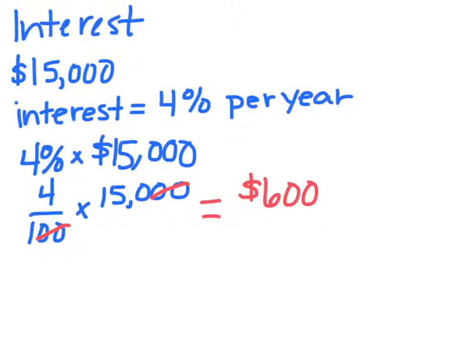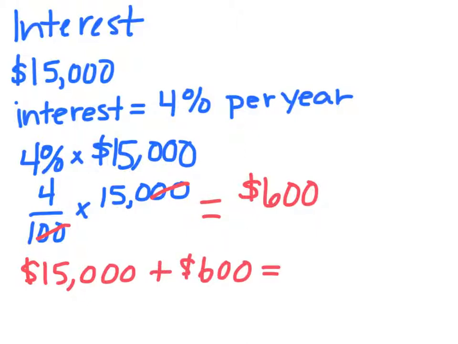However, the question was, how much money will the Historical Society have in the account at the end of 1 year? To calculate that, we need to add the interest to the original amount in the account. So we'll take $15,000 plus $600 to equal $15,600. There is another way to work this out if you prefer it. Let me show it to you now.